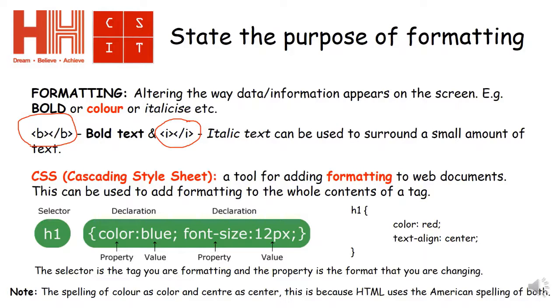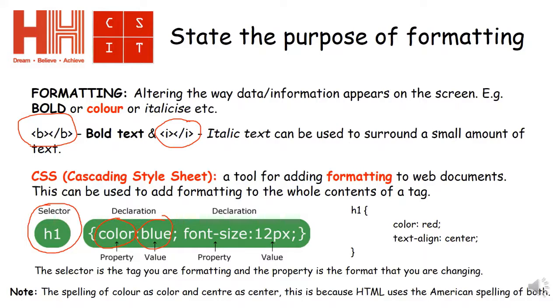So first of all, you tell it what tag you want to do it of. So in this case, I've chosen an H1 tag. I then must tell it what exactly I want to change about it. So the first thing is the colour. Now this stands for the text colour. I'm then telling it I want that colour to be blue.